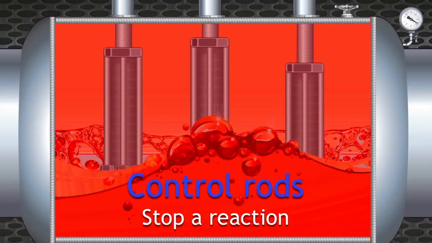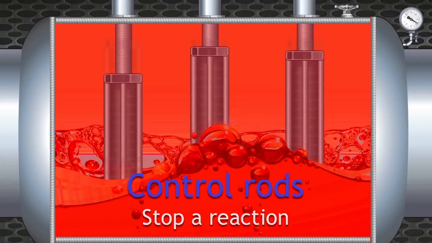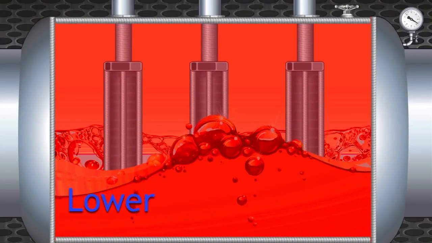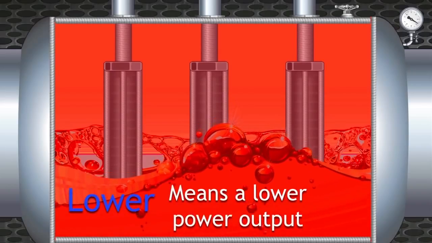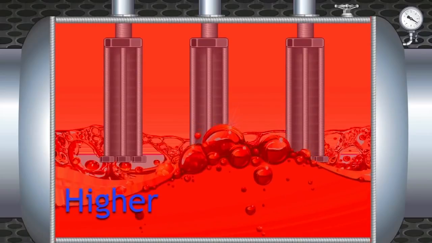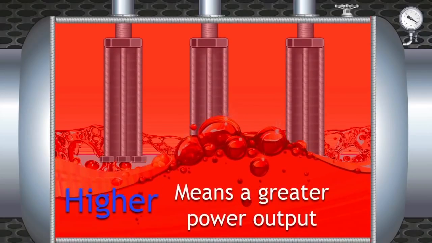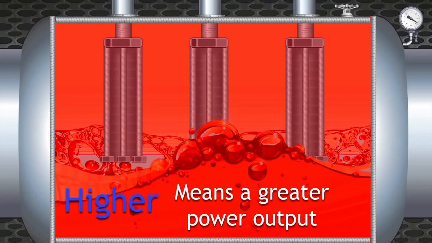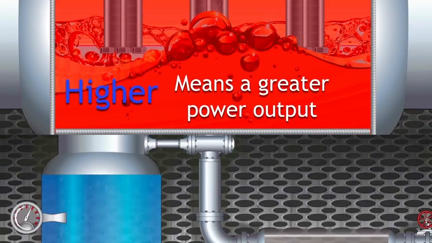During normal operation, they are raised and lowered accordingly to vary power output. The lower they are, the lower the rate of reaction, which means a smaller power output. The higher they are, the higher the rate of reaction, which means a greater power output.